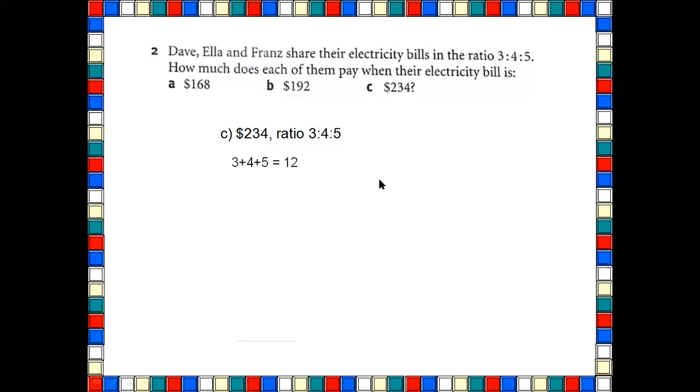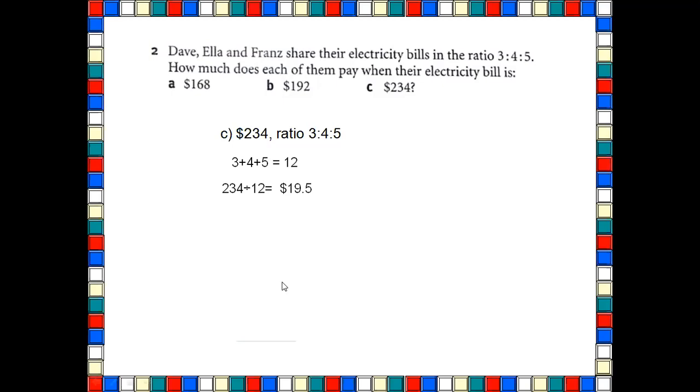We get 13. Yes, 235 divided by 12 is, no, not 13. It's 19 and a half. Okay, then multiply 19 and a half by 5. The first 5 is related to whom of the people? To Franz.